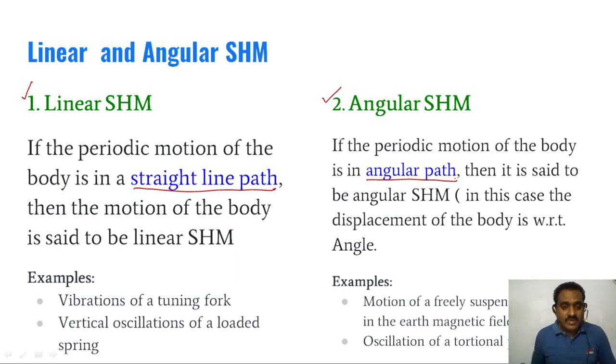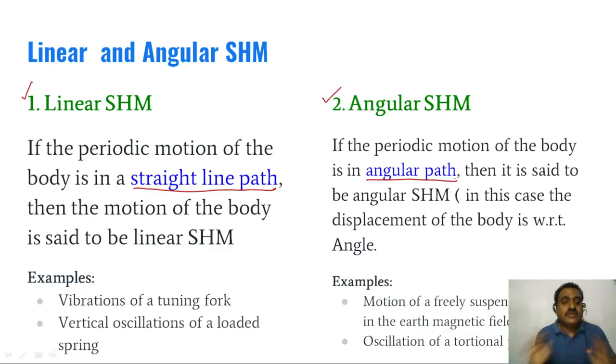What are the examples of linear simple harmonic motion? First one, vibrations of the tuning fork. Second one, vertical oscillations of a loaded spring. So one is the tuning fork, another one is the loaded spring. What is linear simple harmonic motion? If the periodic motion of the particle is in a straight line path, then the motion is called linear simple harmonic motion.